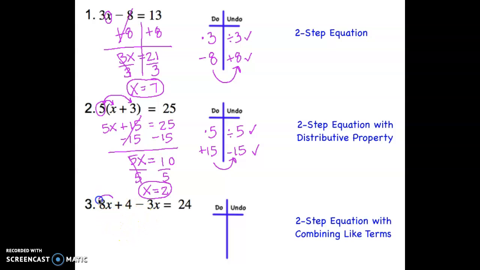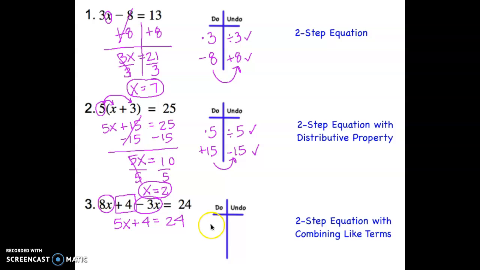So I like to show like terms by circling things that are alike. And I always take the sign in front. I also see a 4, and that has nothing that it can be combined with. So I'm going to put it in a different shape. So when I combine an 8x and a negative 3x, that will give me 5x. And like I said, the 4 can't combine with anything. So the 4 just comes down. And now I'm back to a two-step equation that looks just like that first one.